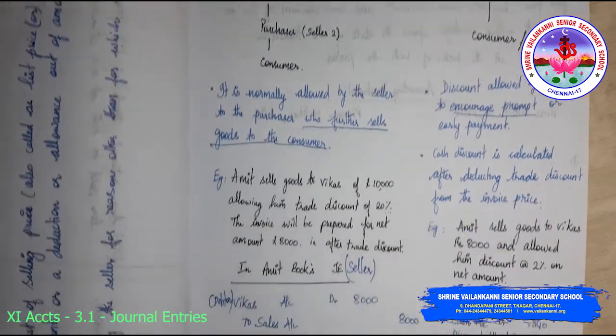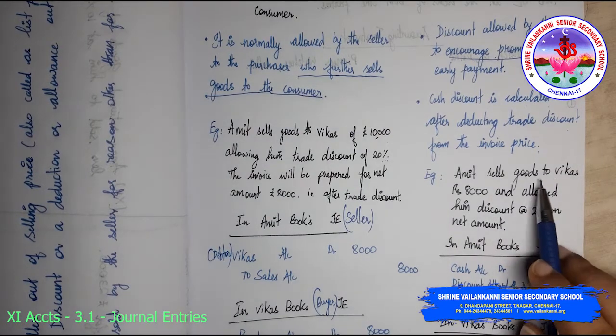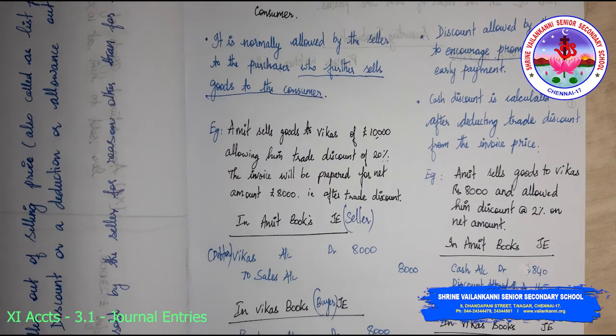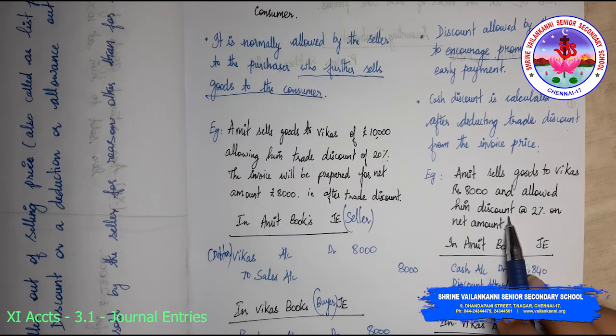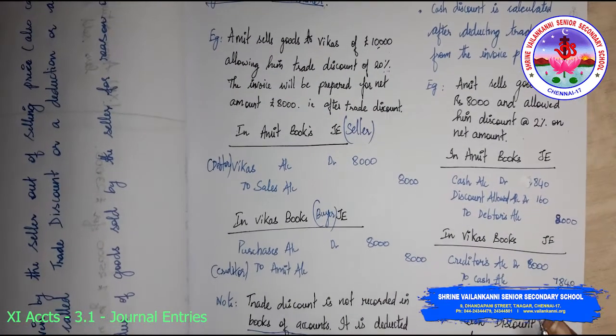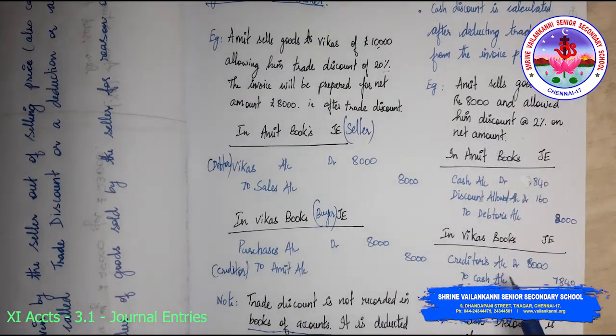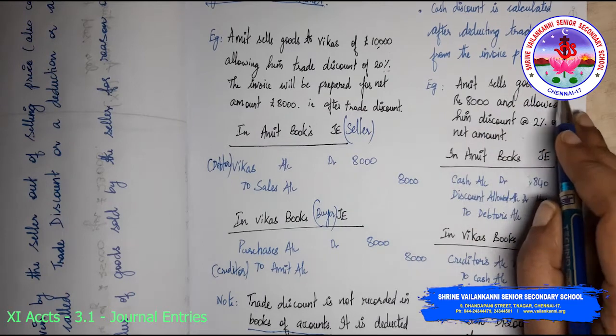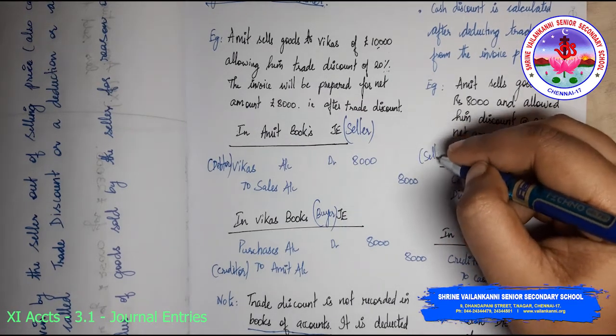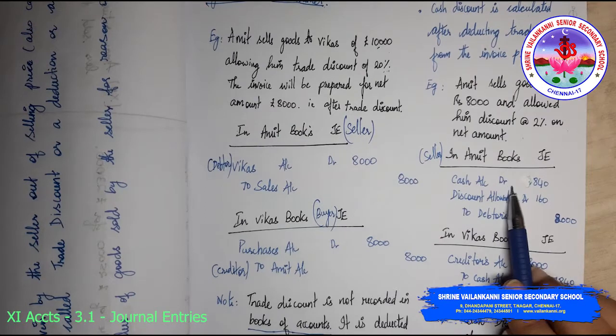Amit sells goods to Vikas rupees 8,000 and allowed him discount at 2% on net amount. In Amit's books, how will you show this? See, in the books of accounts, you will show cash discount. Amit is the person who sells to Vikas. He is the seller.